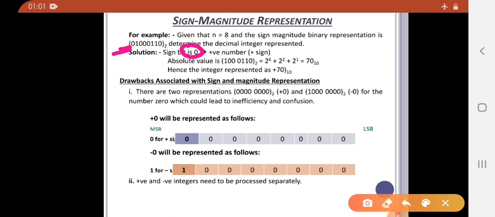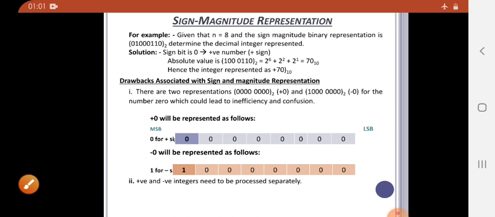Then the absolute value, or we can say magnitude. Magnitude is also known as absolute value. Absolute value means the remaining 7 bits. So the remaining 7 bits are 1, 0, 0, 0, 1, 1, 0, and this number will be counted and it will give you 70. So hence the integer represented is plus 70 with base 10, because 10 is the symbol for decimal number.